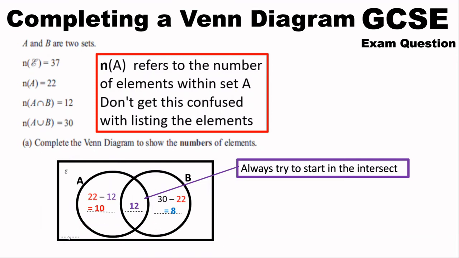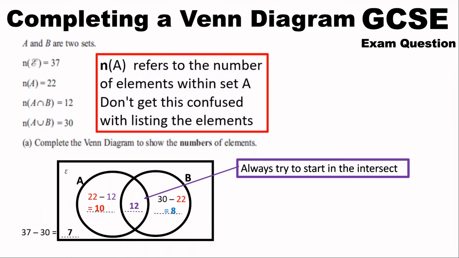Finally, don't forget about this spot. Very often that's where you'll lose the marks. You've completed the Venn diagram within sets A and B, but you've forgotten about the elements which are not in set A or B. So out here, remember that there are 37 elements in the entire question, and so far we've got 30 elements in the union of A and B. So 37 minus 30, there must be 7 elements in the universe which are not in the union of A and B.